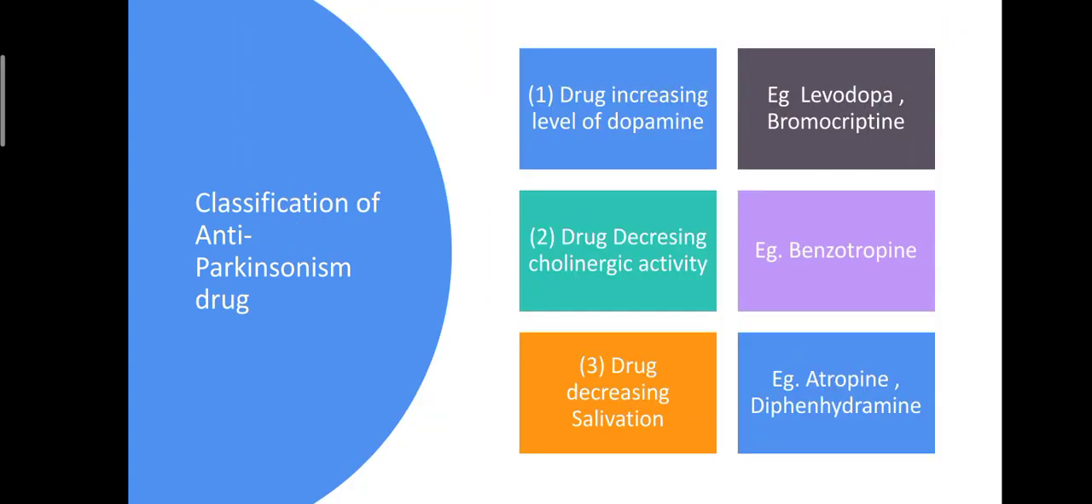Classification of anti-Parkinsonism drug, which are divided into three types. First one, drug increasing level of dopamine, means some drugs increasing level of dopamine and cure Parkinsonism. Example of drug increasing level of dopamine is levodopa, bromocriptine, etc.